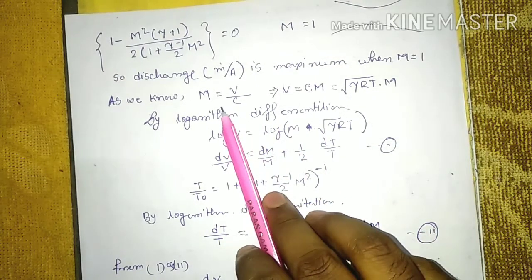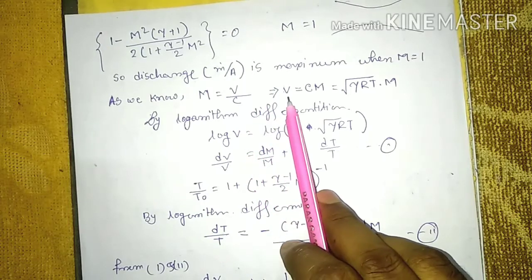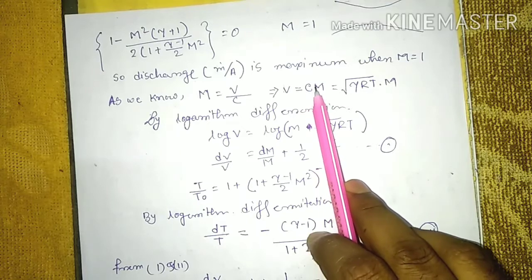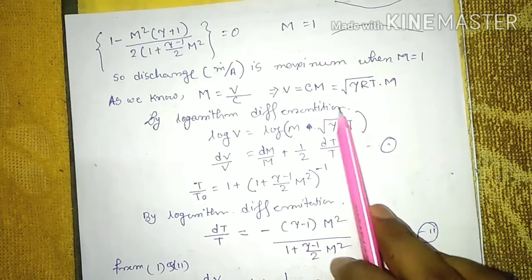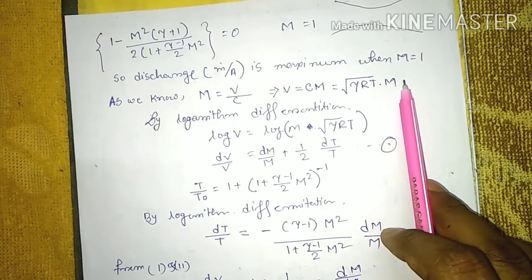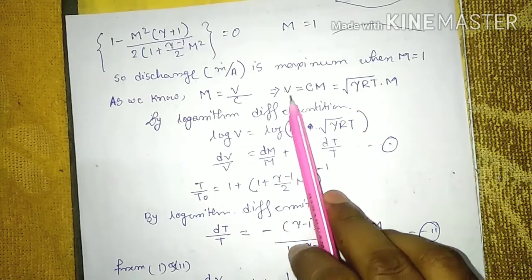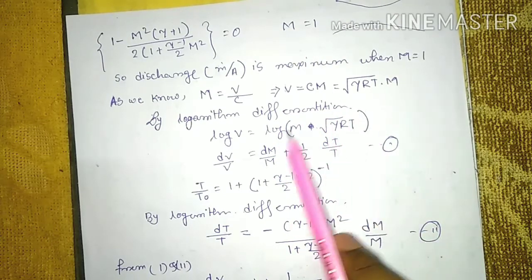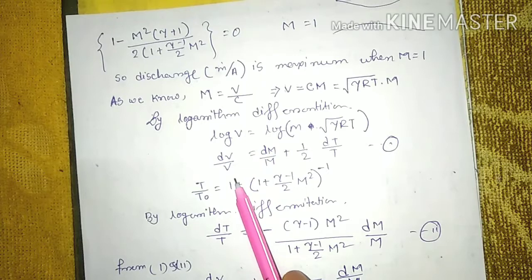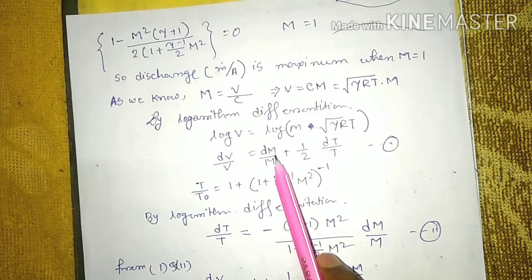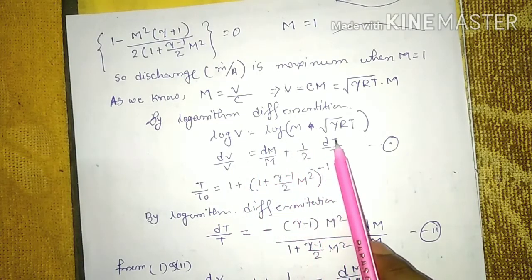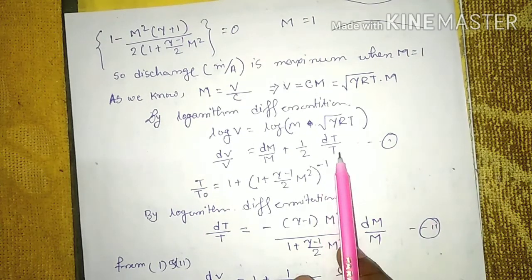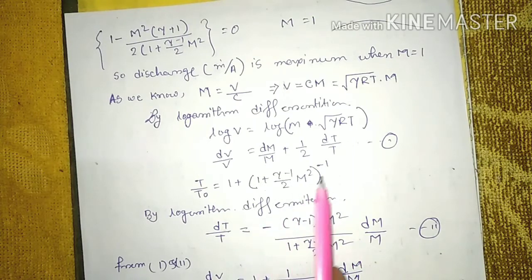As you know that M is equal to V by C, and V is equal to C into M, and you know the velocity of sound for an adiabatic process, C is equal to under root of gamma R T into M. Now by logarithmic differentiation, log V is equal to log of M into under root of gamma R T, that will become dV by V is equal to dM by M plus half into dT by T. So dV by V is equal to this one.